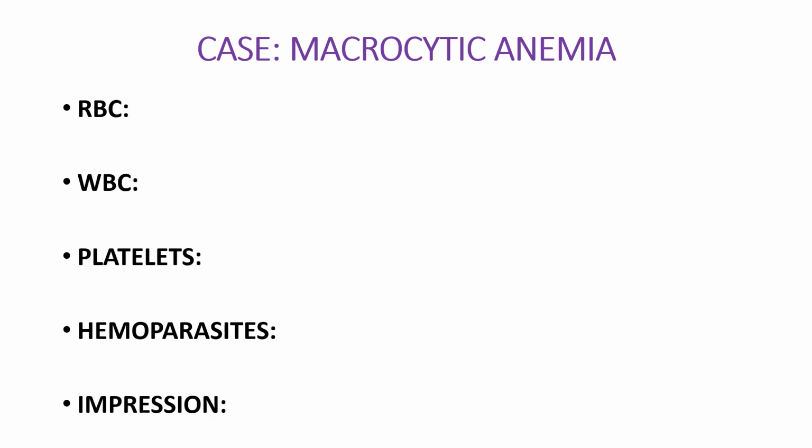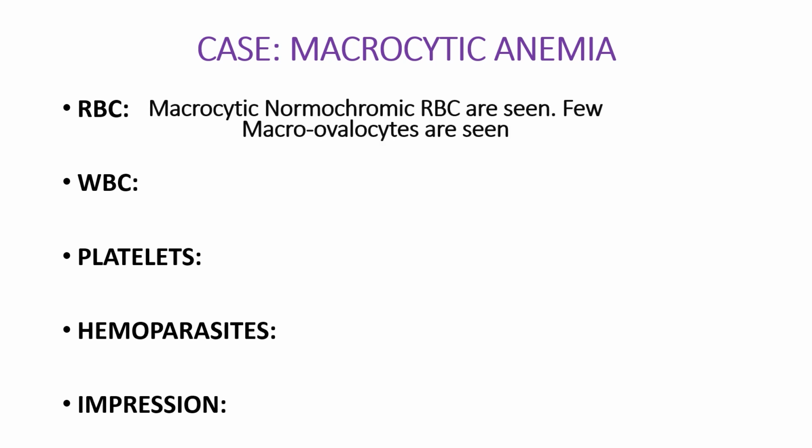So once again, the size and color. What is the size in macrocytic anemia? It is big. So you write macrocytic RBC. And what is the color of the RBC? Is it normochromic or is it hypochromic or is it hyperchromic? I told you before that there is no hyperchromic. So this would be macrocytic normochromic RBC, and you can write that there are few macro-ovalocytes which are seen. So it is an example of megaloblastic anemia.